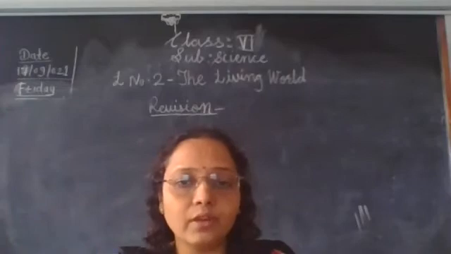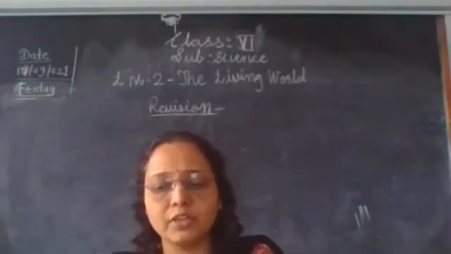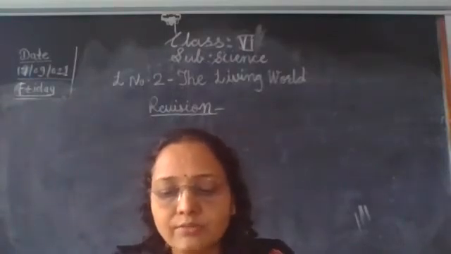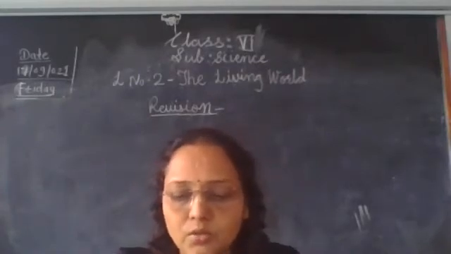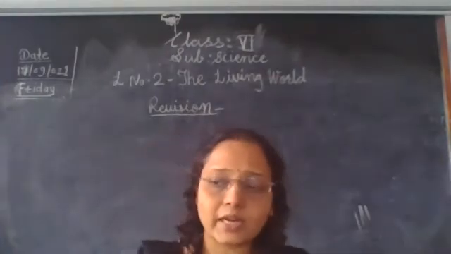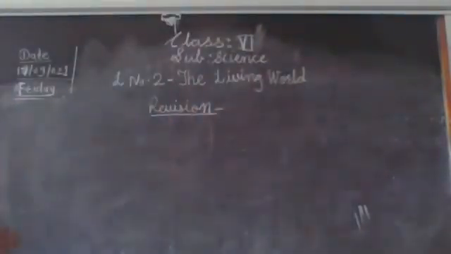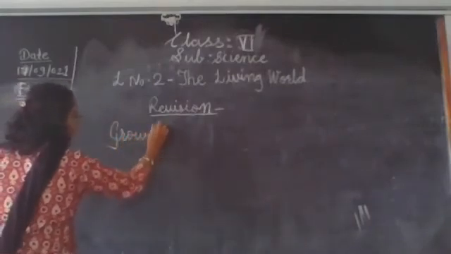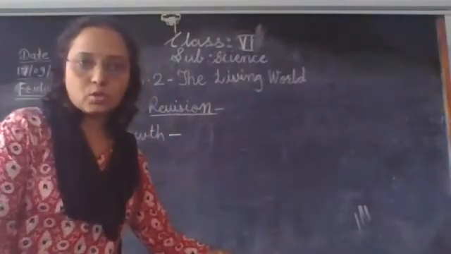If you compare plants and animals, they show some characteristic features, hence we see they are different from the non-living things. These features are not seen in non-living things. Such features are said to be characteristics of living things. So let's learn some characteristics of living things. The first characteristic of living things is growth. Living things show growth.